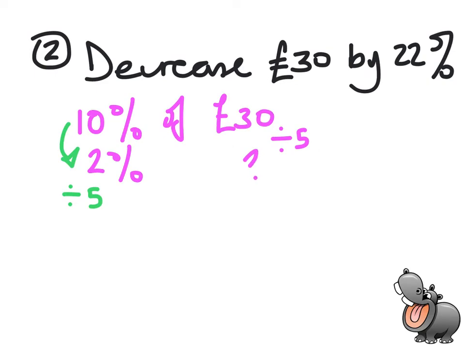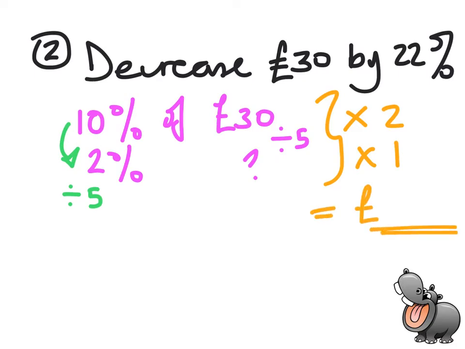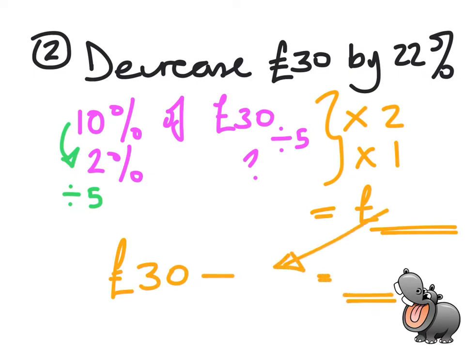Once you've got that answer there, how do we get 22? 22 is going to be made up of 2 lots of 10, 1 lot of 2%. Get your answer. Remember, we're not finished there, because the question asked us to decrease £30 by that amount. So to finish the question off, you take your £30 that you started with, take away whatever answer you got, and then that's your final answer.